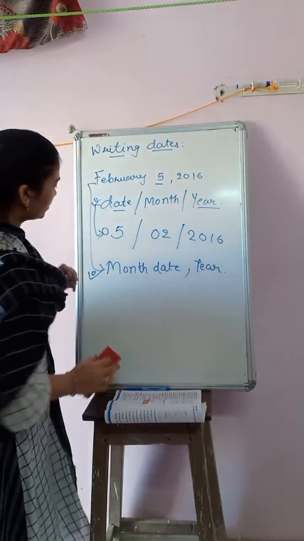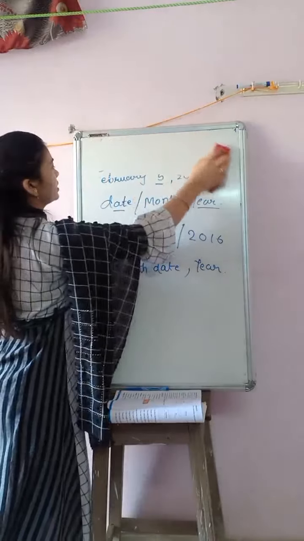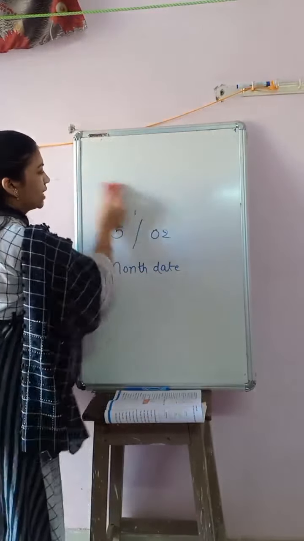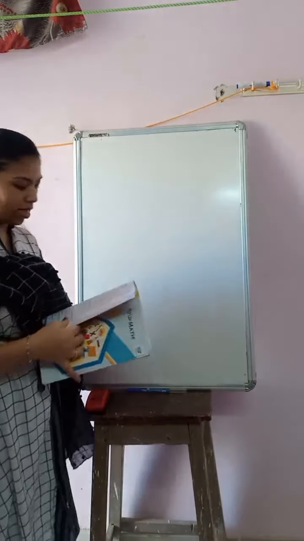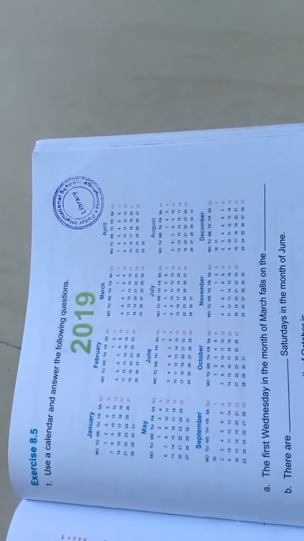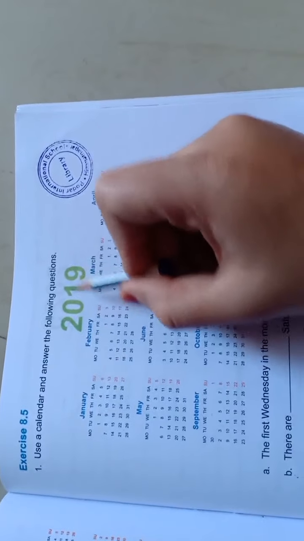Okay, so now from that we are going to solve the next exercise, that is exercise 8.1. Okay, exercise 8.1, there is a calendar given in your textbook on page number 129. Question number 1: use a calendar and answer the following questions.